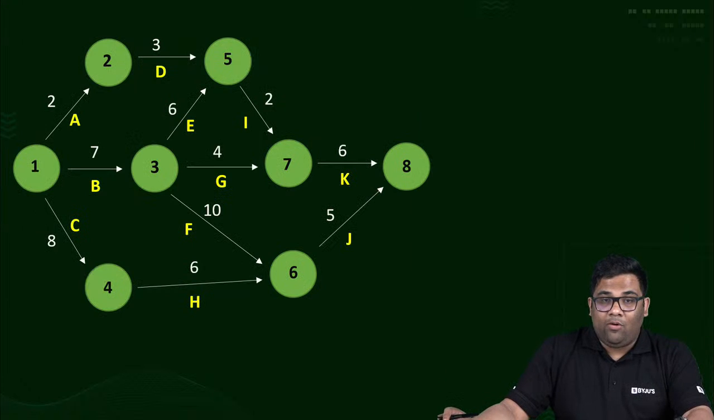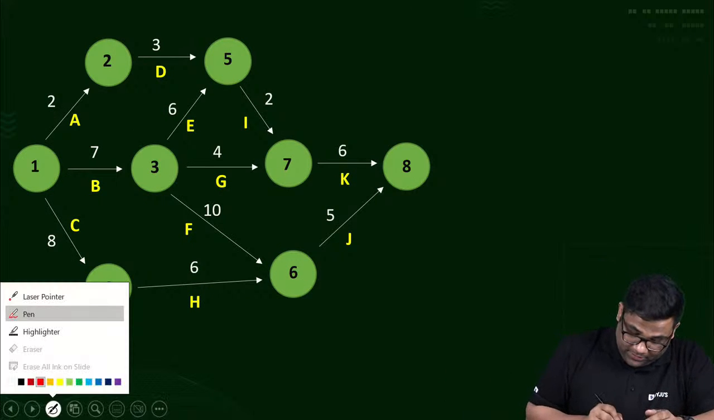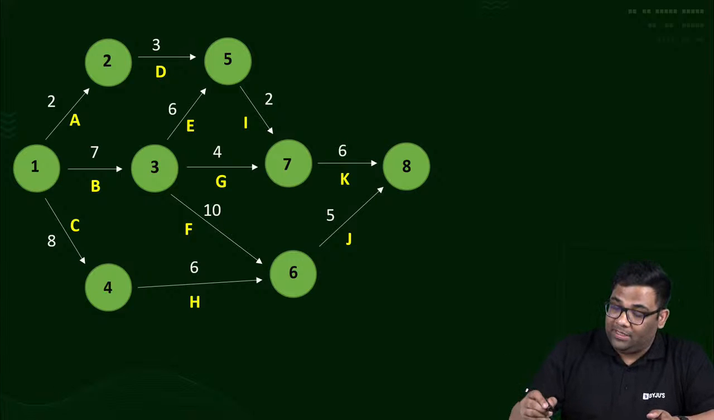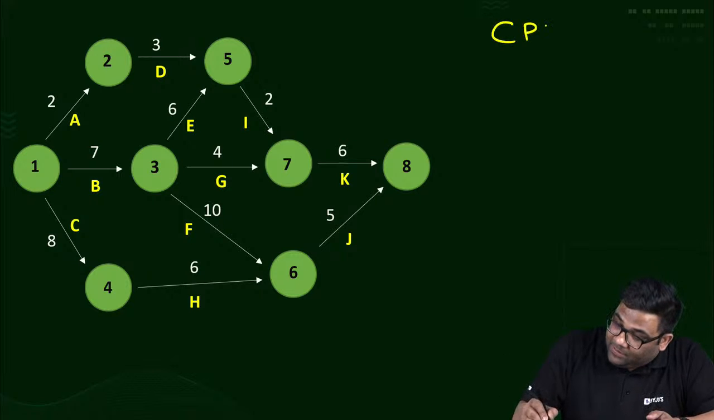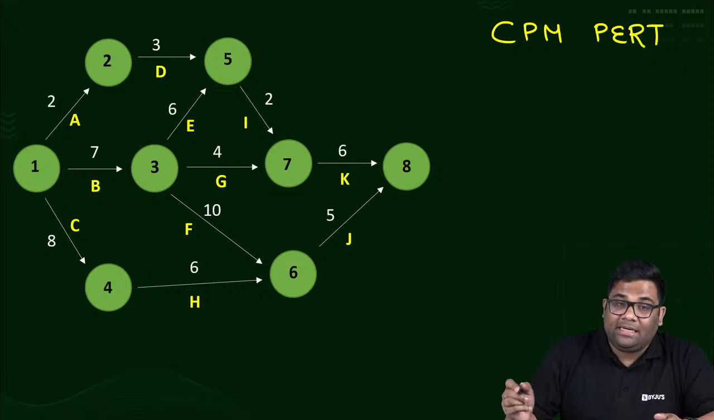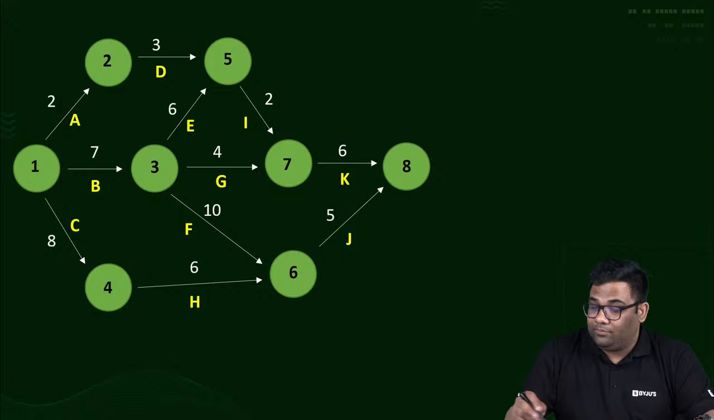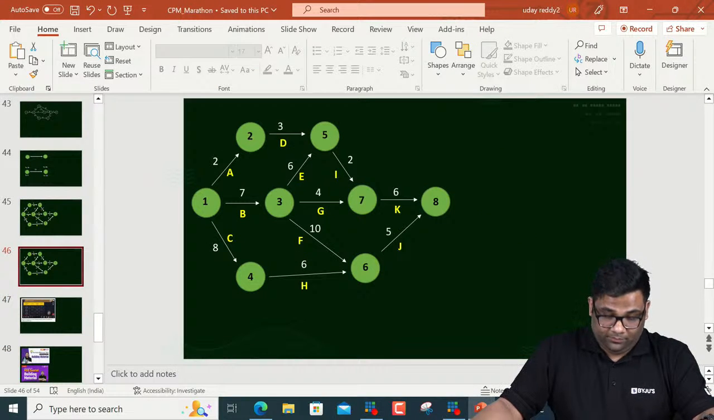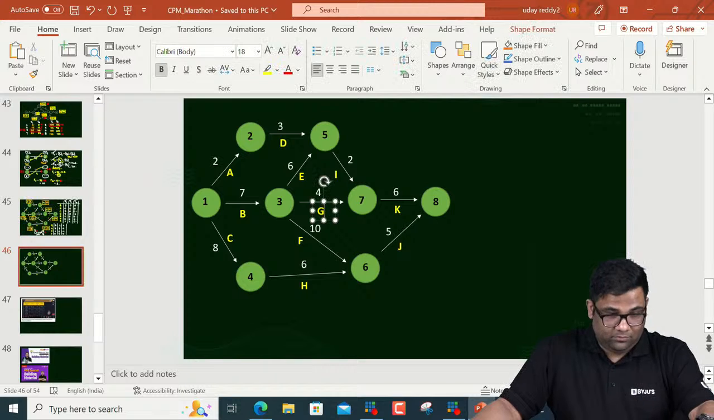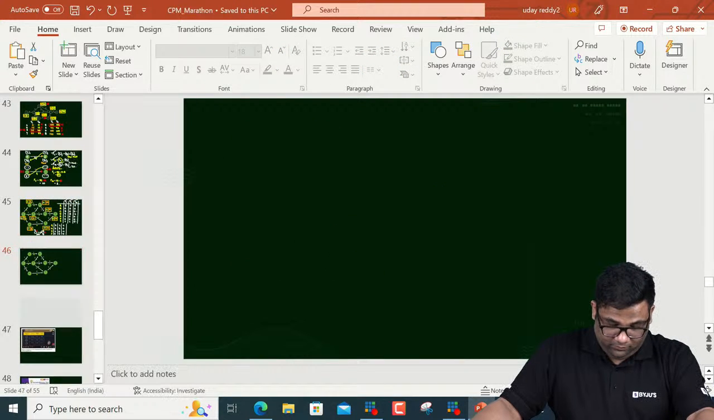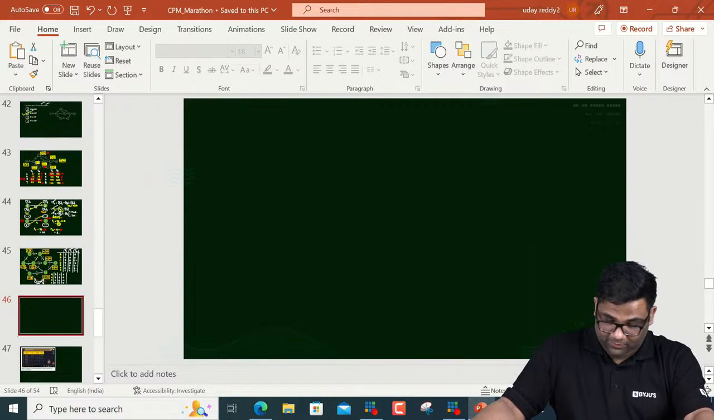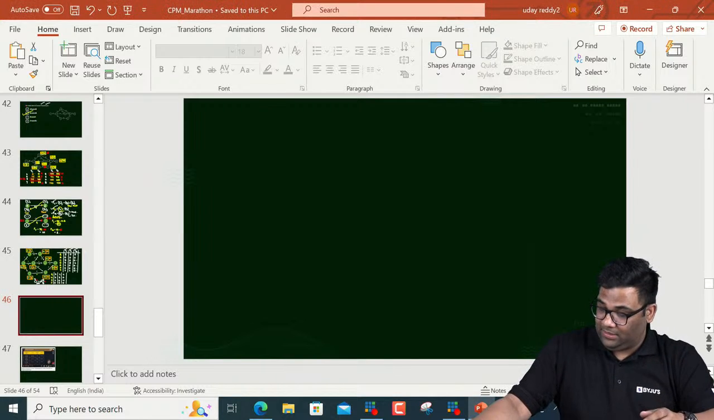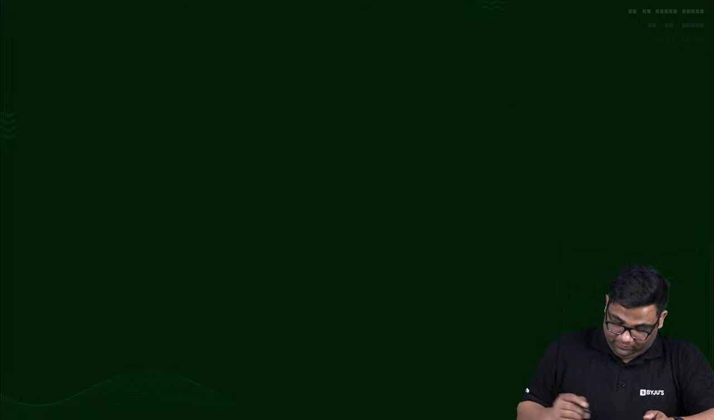So now this is the end of the CPM part. Critical path method and PERT, program evaluation review technique. Some theoretical things I want to discuss here, and I will discuss them first. Some theoretical questions they ask from CPM and PERT, that we'll discuss.